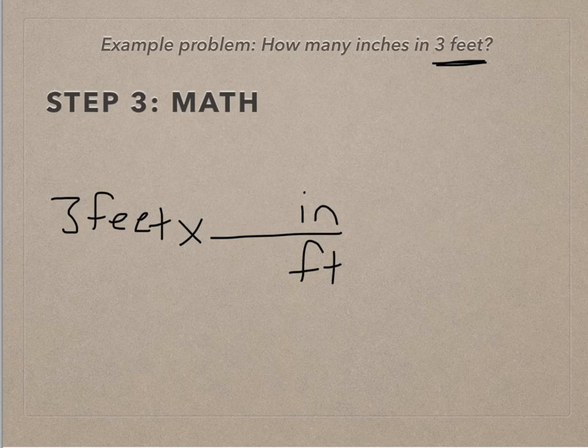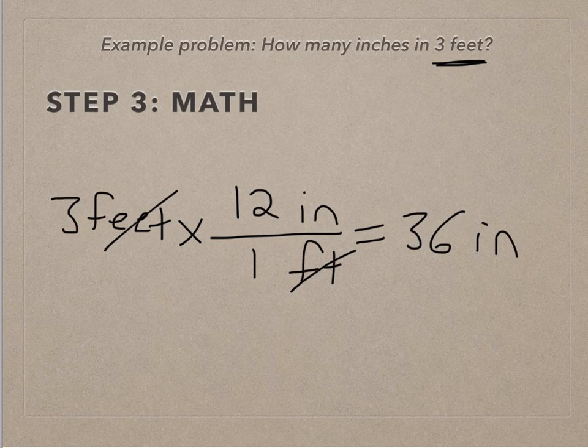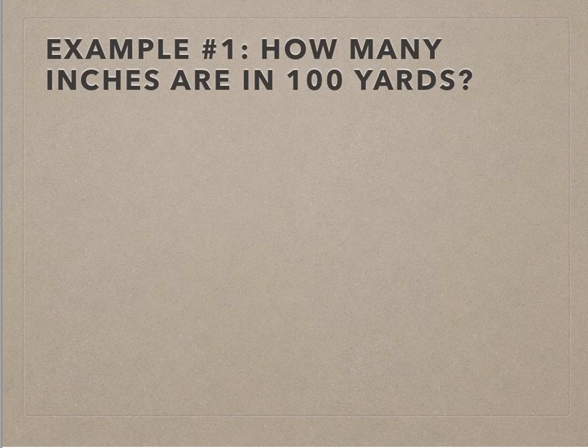It is 12 what? Inches. So say it out loud in your head quietly. 12 inches equals 1 foot. Yeah. And then what? Cancel the units out. Before you do the math, before you do the numbers, cancel out the units. Do you have the unit you want left over? Yeah. So we're going to have 3 times 12 is 36 inches. Those are the steps.